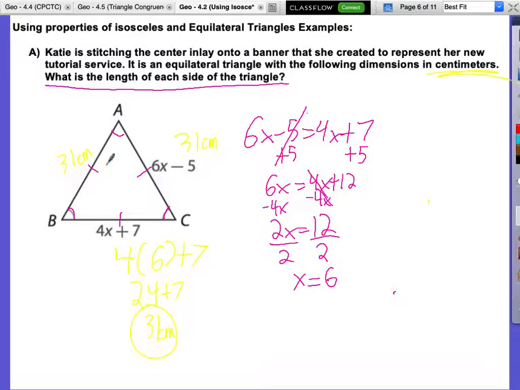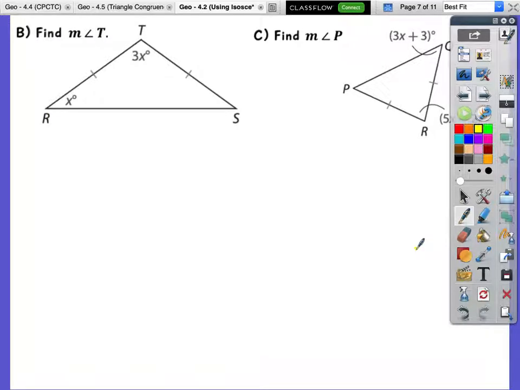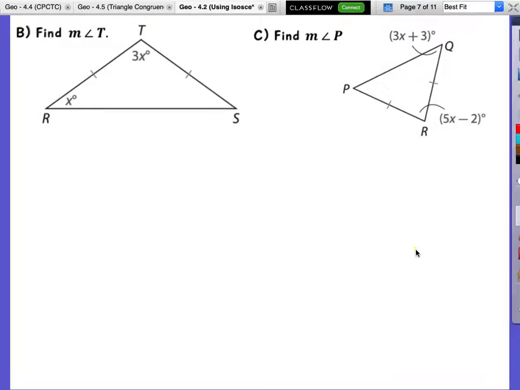Questions on that? Okay. So let's look at B. Find the measure of angle T. I want you guys to work on this one on your own. I want you first to try it on your own. Think about what you might know.